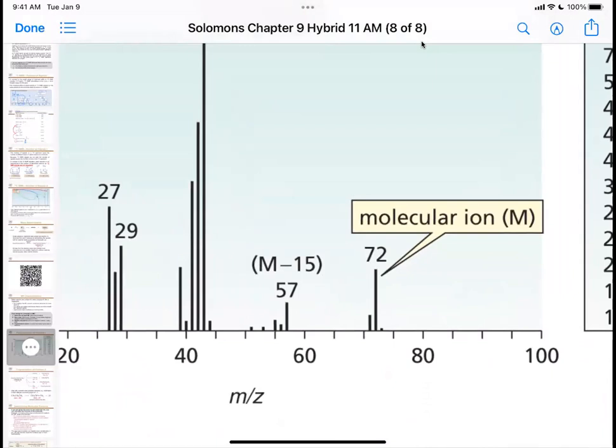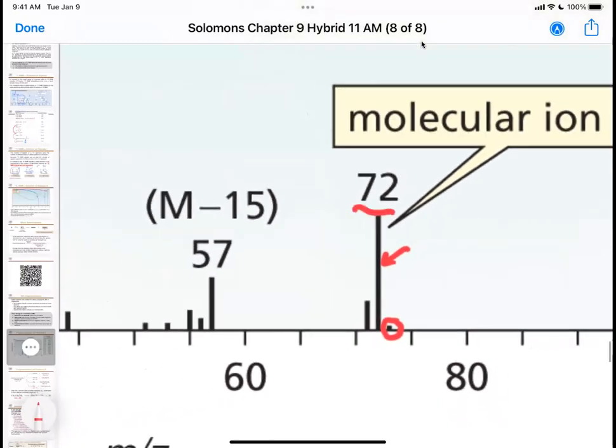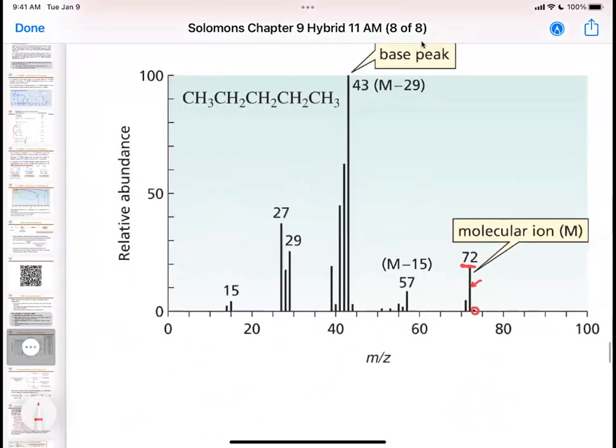Now notice there's this little tiny peak right here. It's 1.1% of this peak here. What is it? Carbon 13. That's why we always do a mass spec right after carbon 13. So you're always going to get this little peak, but that peak doesn't count because that's the isotope, which means this is our molecular ion peak. It's the highest molecular weight here.